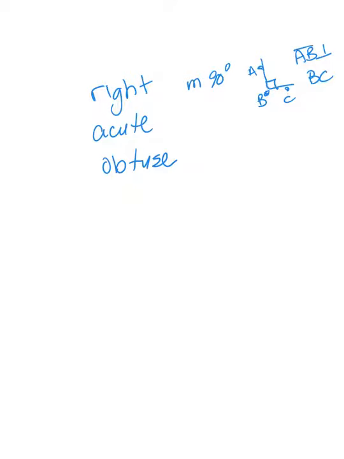Acute. What do we know about acute angles? The measure is less than 90 degrees, okay? 89.9 is an acute angle. The way I remember it, a cute little angle. They're the little ones. And obtuse, what word does that make you think of? Obese. It's a fat angle. So what do we know about obtuse angles? The measure is greater than 90, bigger than 90.